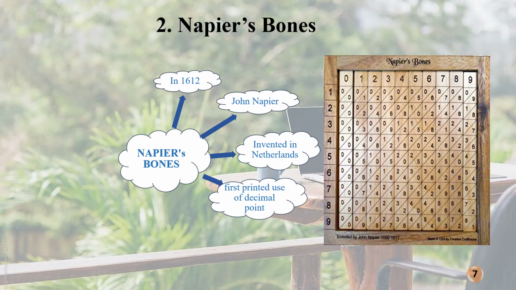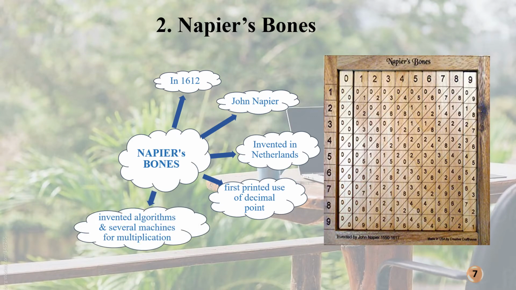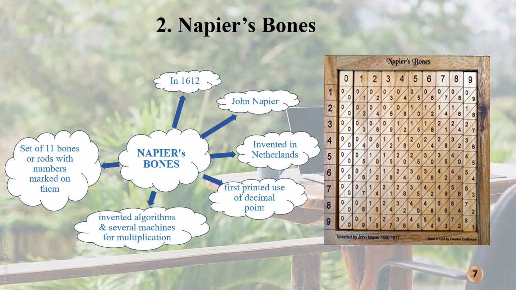He is best known for his machine, the bones or Napier's bones, and this device consisted of a set of 11 bones or rods with numbers marked on them. By placing these rods side by side, products and quotients of large numbers can be obtained very easily. What are products and quotients? When two numbers are multiplied, we get the product, and when we divide two numbers, we get the quotient.